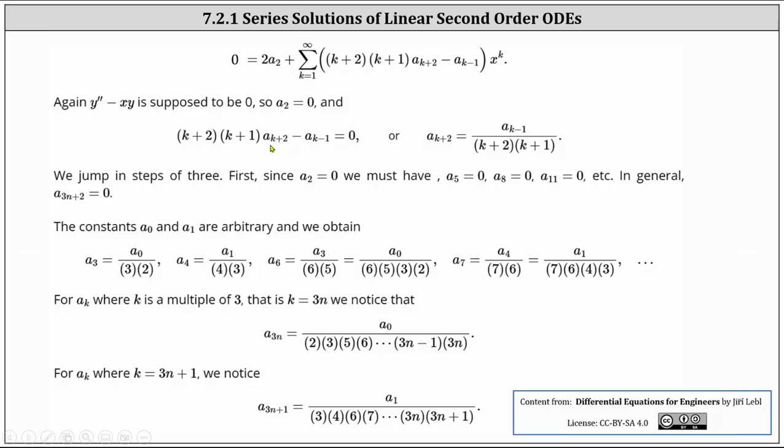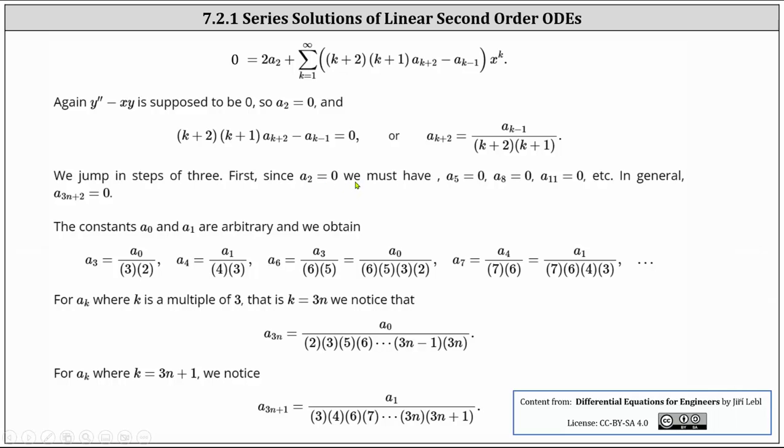Solving this equation for a sub k+2, shown on the right, we have a sub k+2 equals a sub k-1 divided by the product of k+2 and k+1. Analyzing this recurrence relation, because we have a sub k+2 on the left, and on the right we have a sub k-1, we jump in steps of 3.